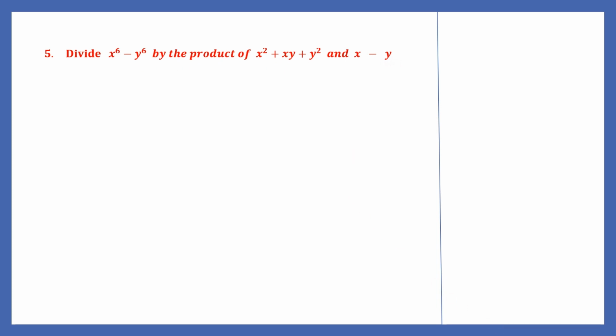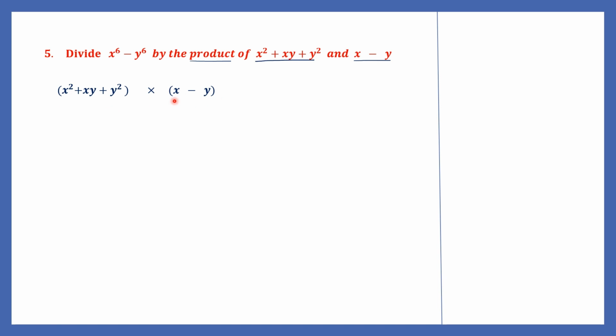That is, this polynomial and this polynomial we have to multiply. Product means the answer that you get when you multiply. So you have to multiply these two first, get an answer, and then divide this with that answer. So first let's do the multiplication. Here we're going to multiply this polynomial with this polynomial.